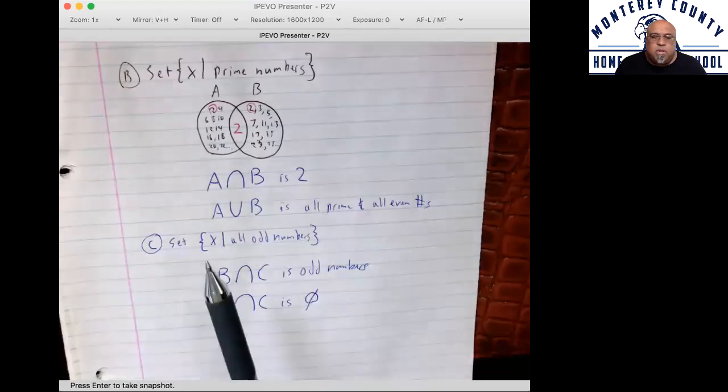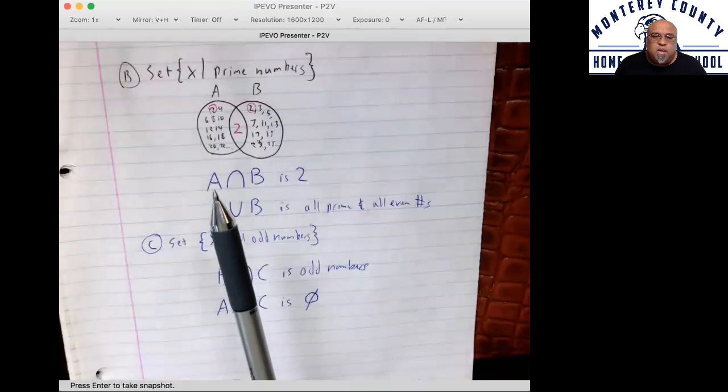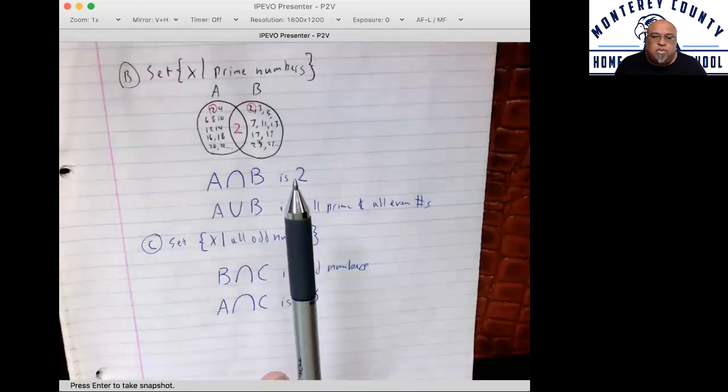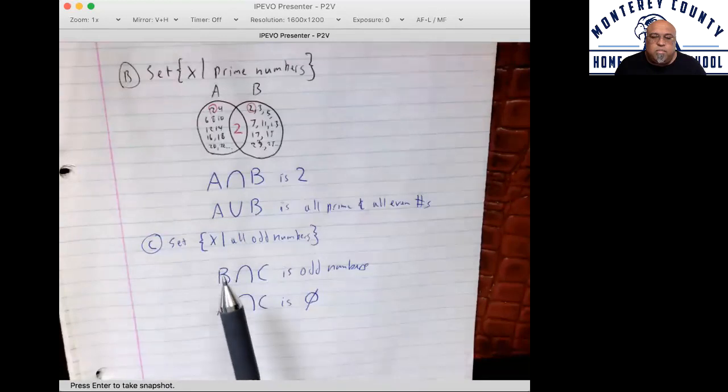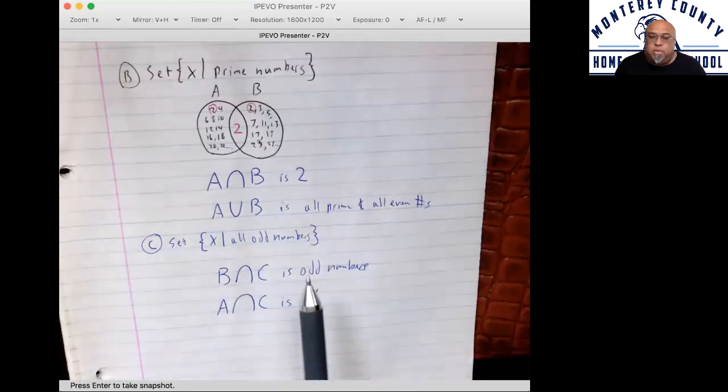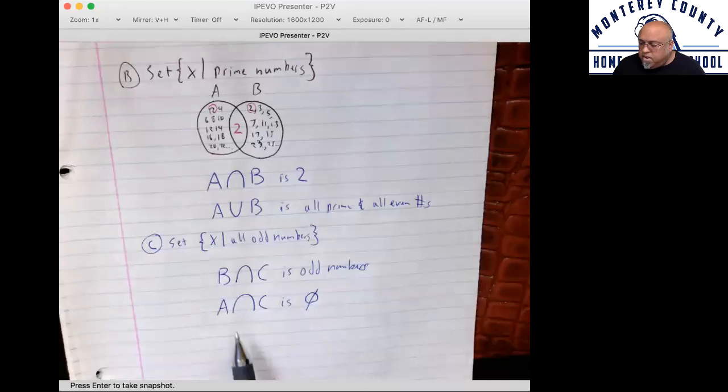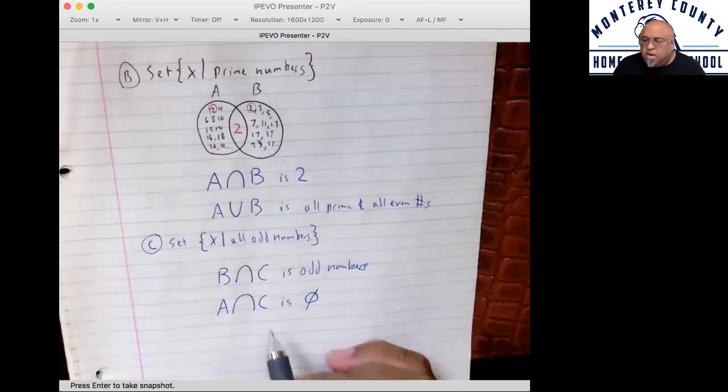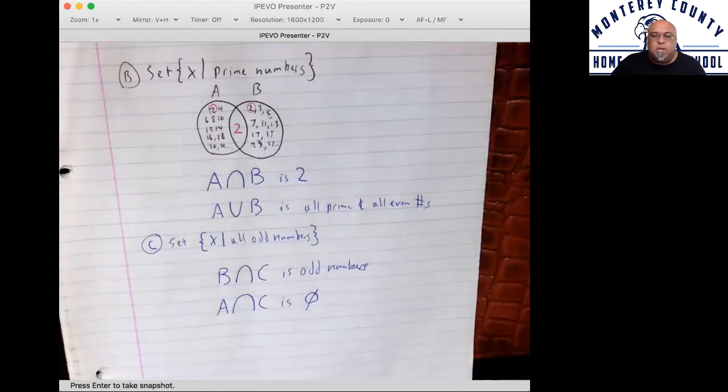However, if I said even and prime, then yes, there's 2. If I said prime and odd, well, yeah, there's many, because other than 2, every other prime number is odd, although not every other odd number is prime. But either way, the point is that there's several ways we can make intersections here, but in this case, there is no intersection, okay? Because A and C, basically, even and odd numbers do not have any common numbers.